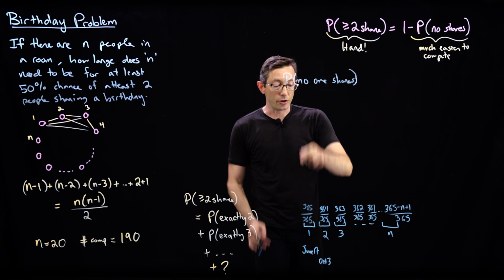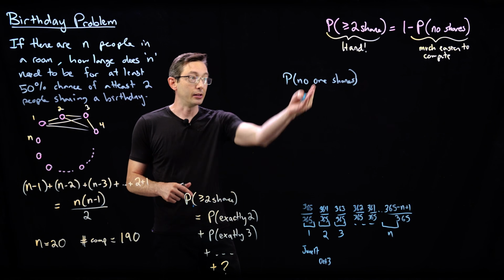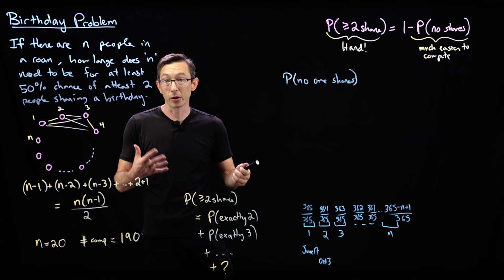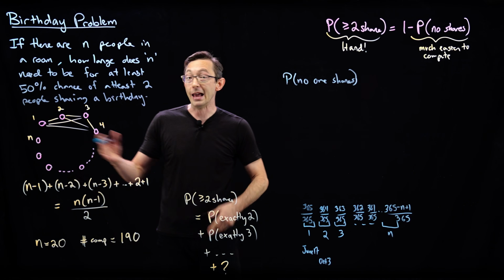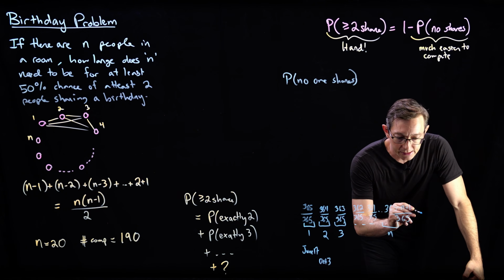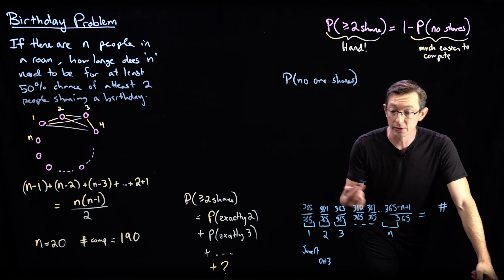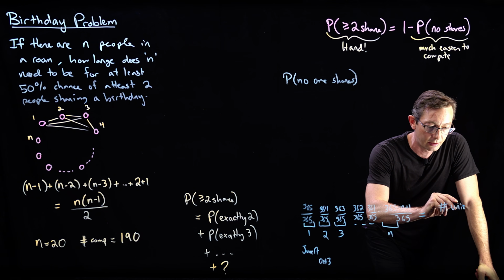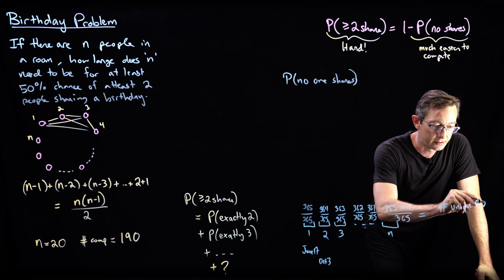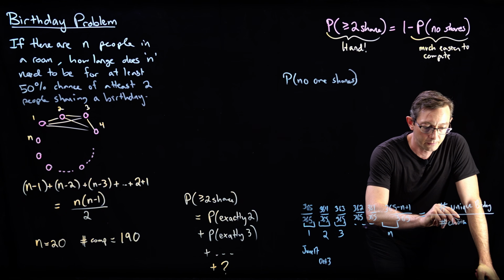So the probability that no one shares is essentially this product here. This is the probability that no one shares a birthday out of n people. And you could make this a little more formal. You could say, well, this is the number of ways that you can have unique birthdays, divided by the total number of choices possible.